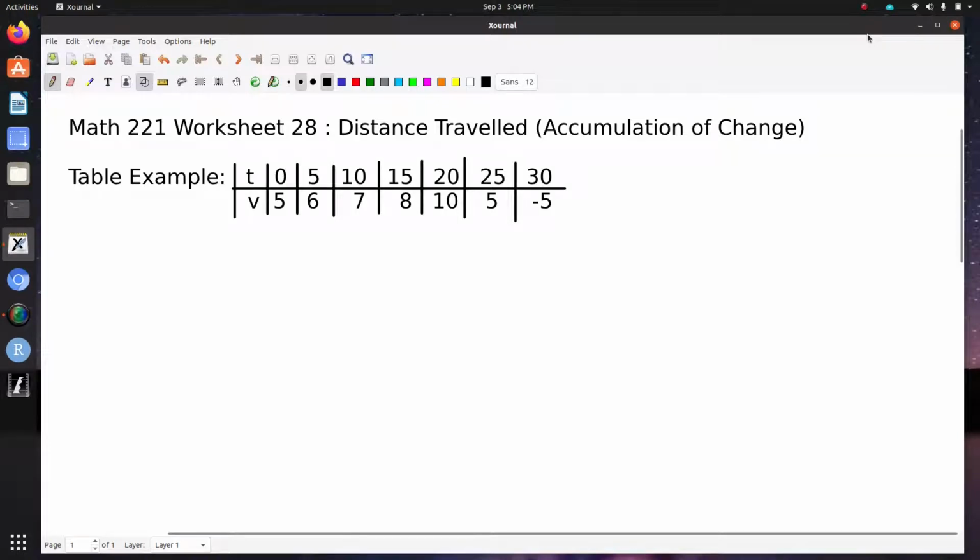Okay, worksheet 28, distance traveled. Are there two L's in traveled? I think so. Oh well. Yeah, Google says yes. Okay, fine.